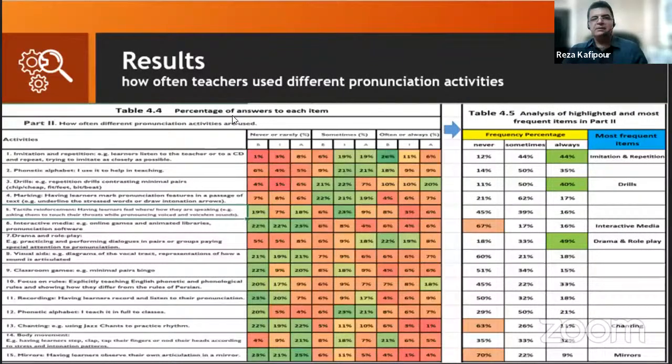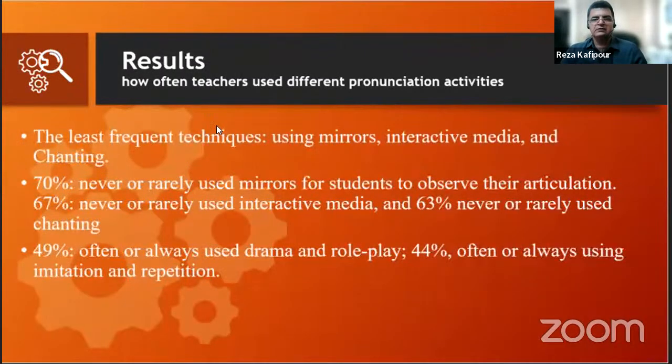So the next table shows how often teachers use different pronunciation activities, which refers to the next research question. 15 items of the questionnaire are related to this issue, as summarized here in this table. So if I want to summarize the results based on the table, the least frequent techniques were using mirrors, interactive media, and chanting. As you see, 70% never or rarely use mirrors for students to observe their articulation.